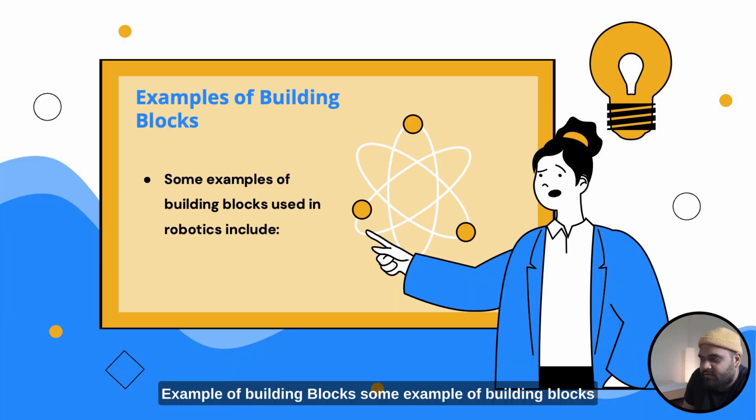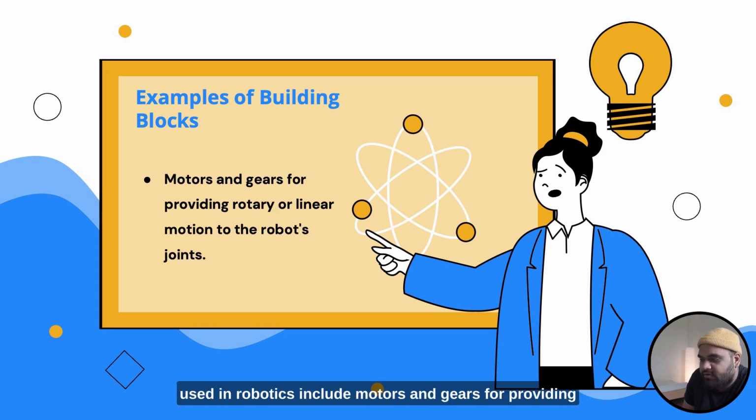Examples of building blocks. Some examples of building blocks used in robotics include motors and gears for providing rotary or linear motion to the robot joint. When you have a robot joint, you need to provide all kinds of motion to that joint. That's when these come into the picture, when you need a lot of motion into play as well.